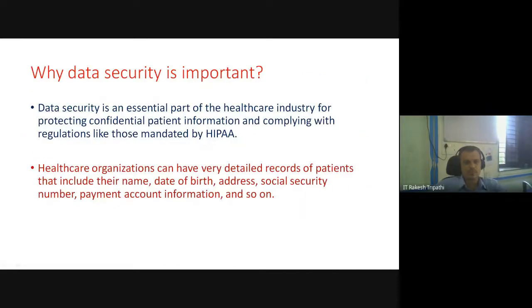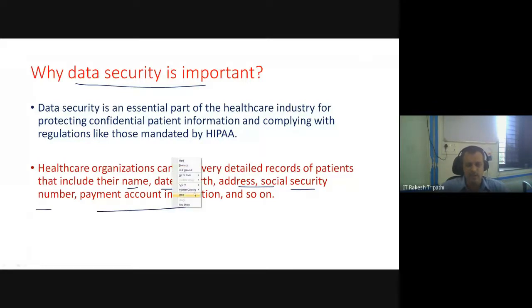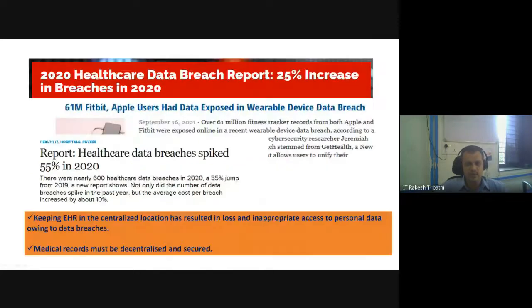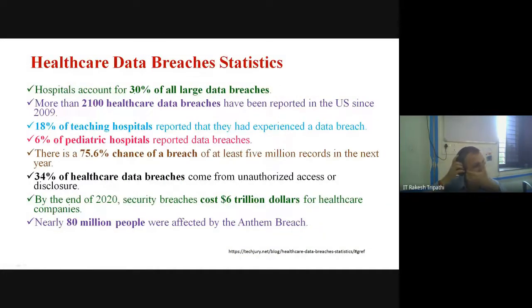So why is data security important? Data security is important because data not only keeps your lab reports and images, it keeps your name, date of birth, address, in the US social security number, payment account information. So you keep all these things. So data security is important. And many data breaches have happened. 25% of the data was exposed, and Apple also was exposed. So keeping electronic health records in a centralized location has resulted in loss and inappropriate access to personal data owing to data breaches. Okay. So medical records must be decentralized and secure. These are the record statistics that show that personal data can be compromised.